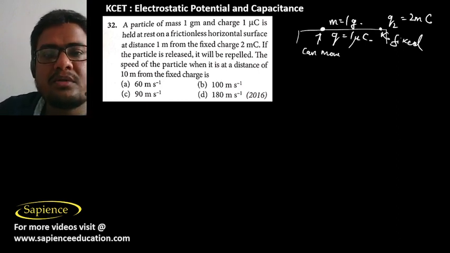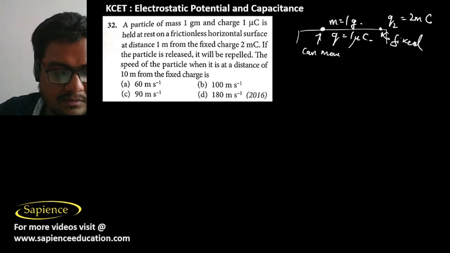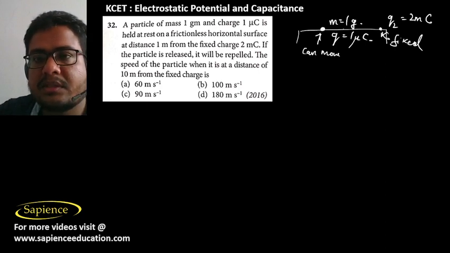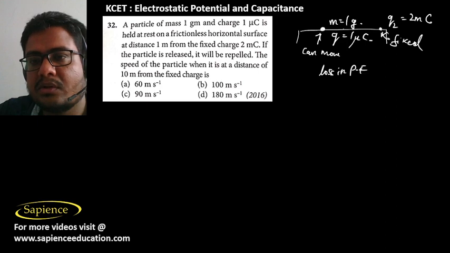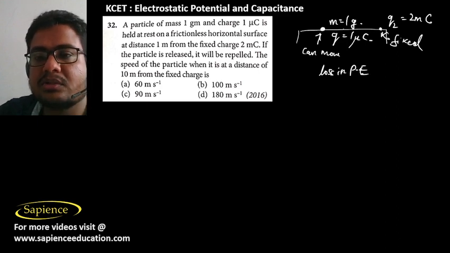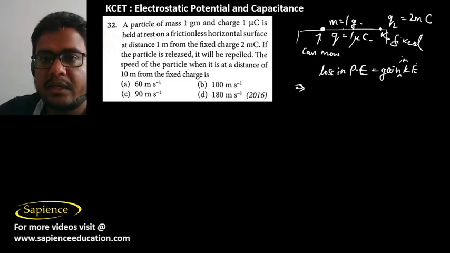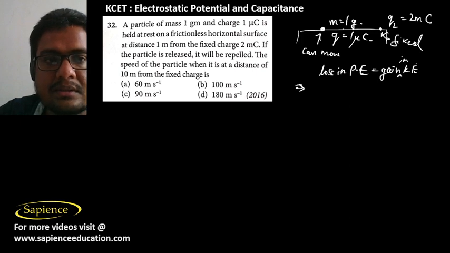So how much will be the speed of the particle when it is at a distance of 10 meter from the charge? Here we have to apply the rule: the loss in electrostatic potential energy will be equal to the gain in kinetic energy. Initially the particle was at rest.